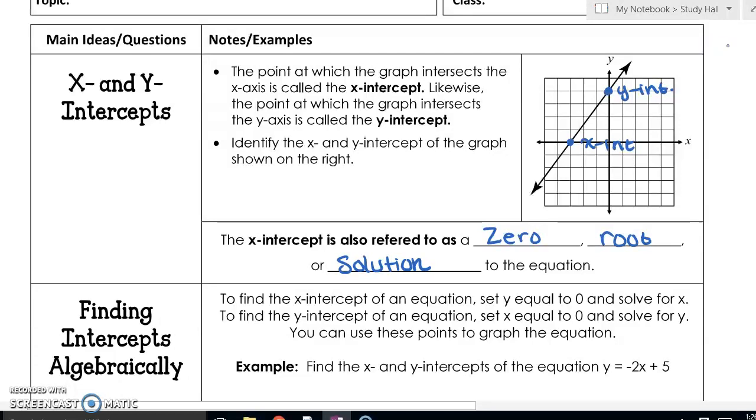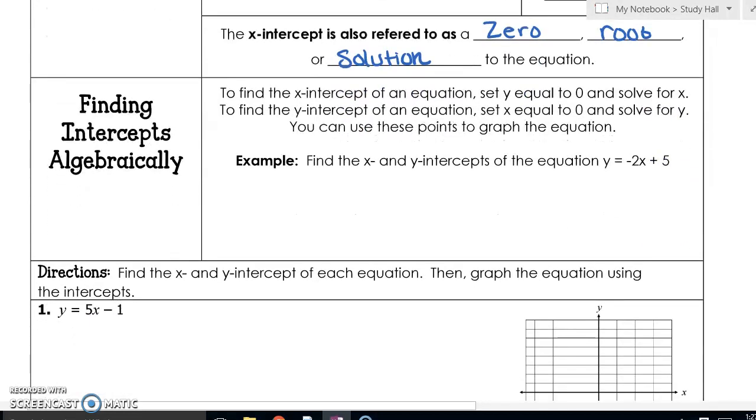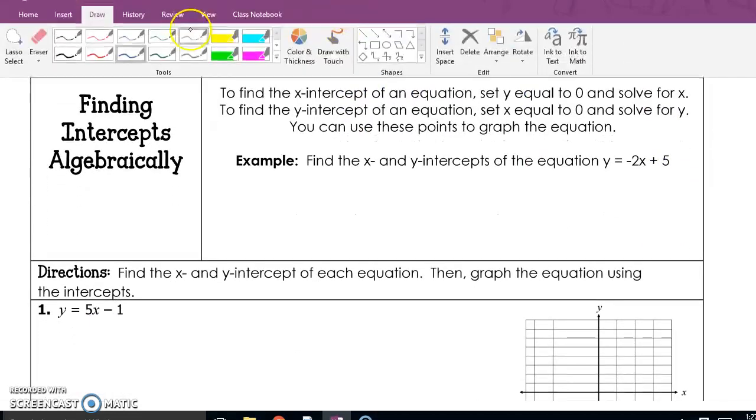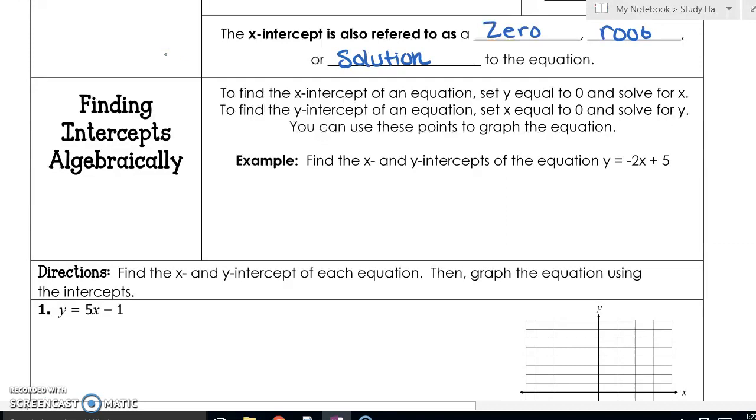So you don't need to write the equation in slope-intercept form if it's not already, because you could just find the x and y-intercepts and solve. So for this example, it happens to be in slope-intercept form, but it says to find the x-intercept of an equation, set y equal to 0 and solve for x. So let's set y equal to 0 and solve for x. And this is to find our x-intercept.